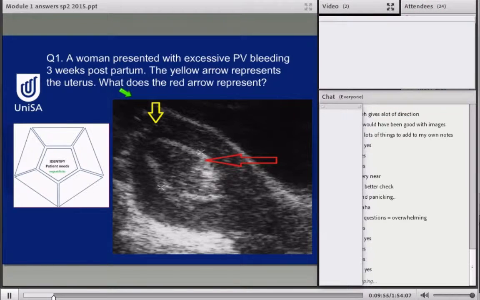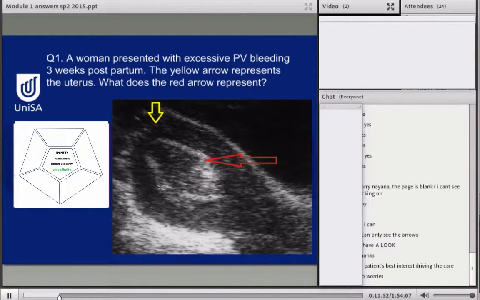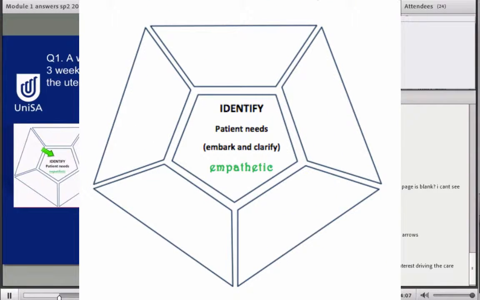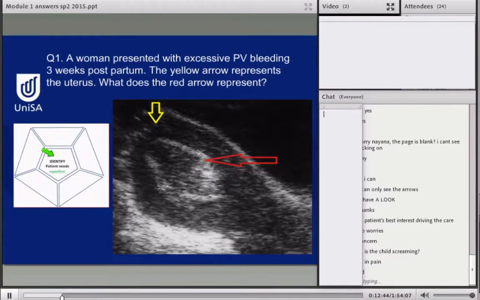So the main focus of diagnosis or anything in healthcare basically is patient-centered care. So to start off with, to know what's the best way to work with a patient, you have to identify patient needs, right? So it's a good place to start with empathy. Yes, exactly. So is the patient in pain? Is the patient worried? Is the patient looking anxious? All those sort of things.